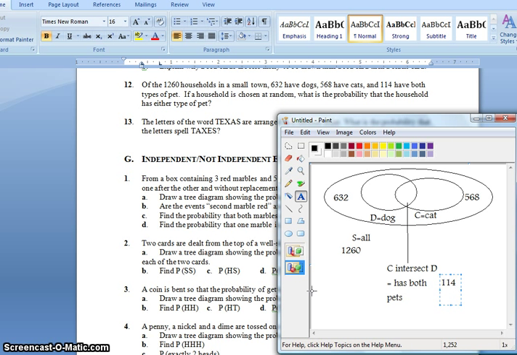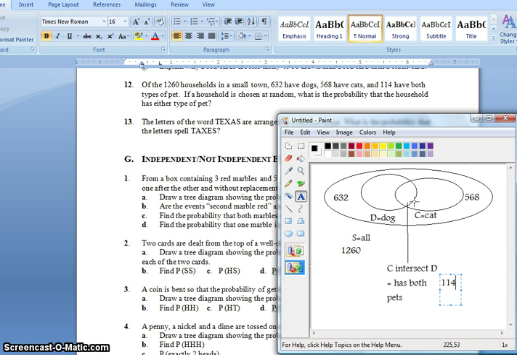For example, does having a dog make it more or less likely that you also have a cat? You can compare two things. Suppose I sample all the people in the town, and I look at how likely is it the person I'm talking to has a cat. It's a little under half, because 568 was a little under half of 1260. But what if I know I'm talking to a dog owner? Then it's going to be 114 out of 632. That's a lot less than half. And so having a dog actually makes it less likely that you have a cat.